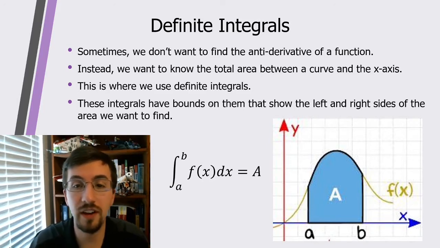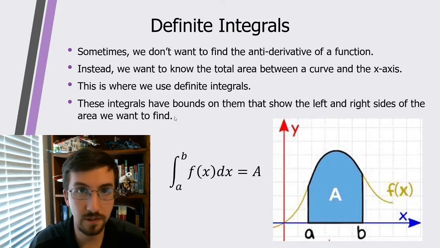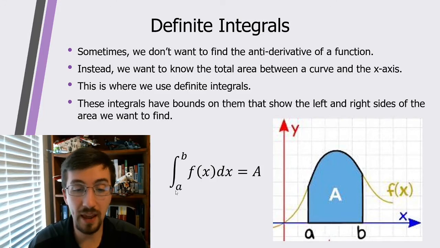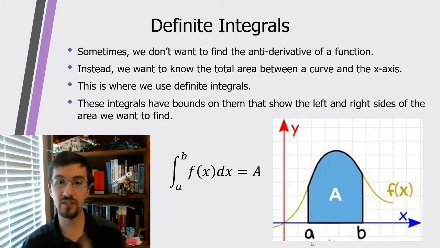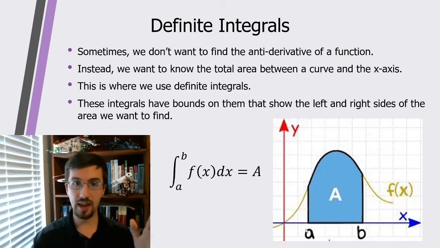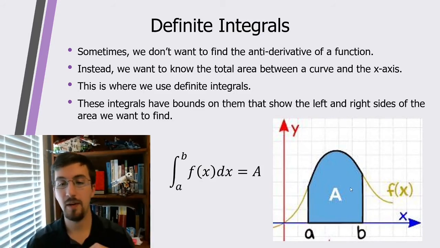These integrals have bounds on them that show the left and right sides of the area that we want to find. So it looks exactly the same, but we've got a lower number and an upper number. And we say this is going from a to b of f of x dx is this area. So you can see in this picture we've got our function curve here. We've got our left and right hand limits, a and b. We start at a, we go up to b. That's why a is on the bottom, up to b.